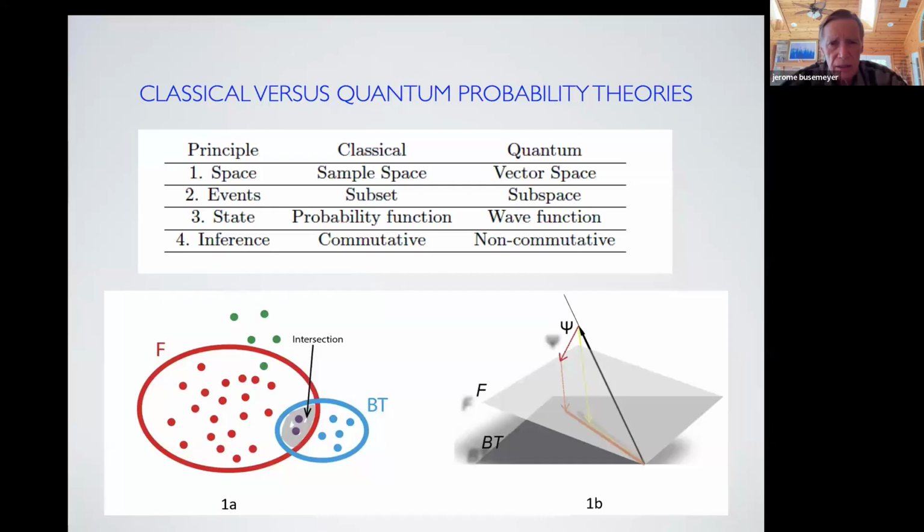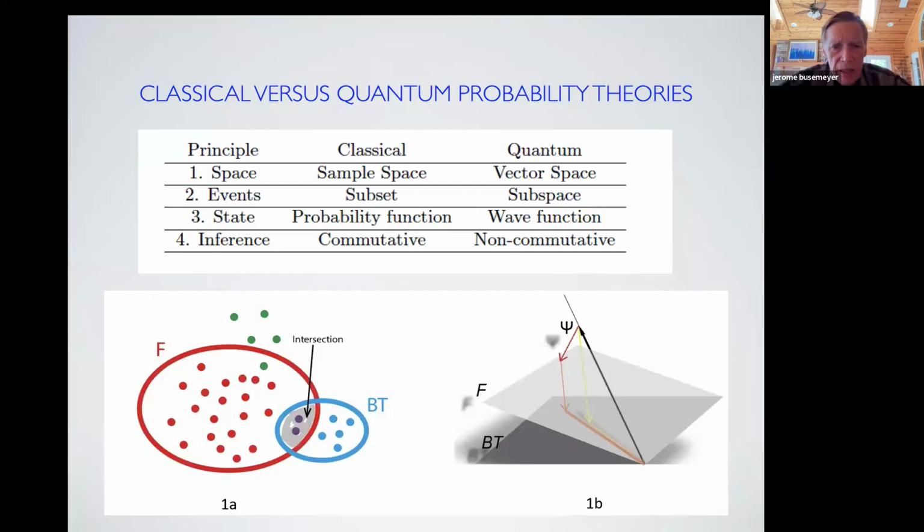So we'll take a look at the top of the table first. And so we have these principles labeled 1 through 4 here on this table. And in the middle column, we've got classical assumptions and definitions for dealing with these principles. And on the far right, we have the quantum. So let's take a look at the idea of the space. Now, in classical probability theory, all the events come from a single sample space.